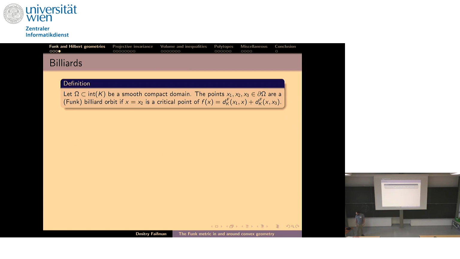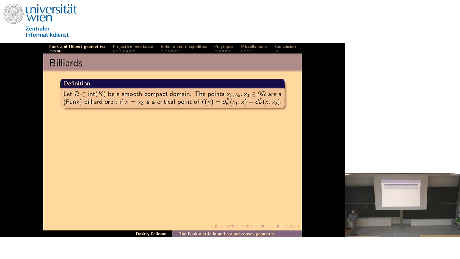Okay, we'll be speaking about billiards a little bit. So a reminder, what are billiards? If you have a domain, well, in this setting, if you have a domain in the interior of K, and that's going to be your billiard table, then you're going to say this is K, and this is the domain, and you want to say that 3 consecutive points are an orbit of a billiard if the distance from here to here plus the distance from here to here, considered as a function of this argument, has a critical point there.